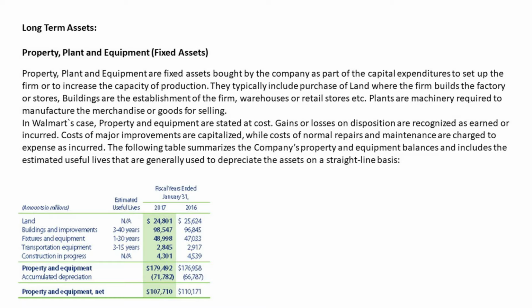In Walmart's case, the property and equipment are stated at cost because they still follow the accounting principles based on GAAP, and the gains or losses on dispositions are recognized as earned or incurred. Now, costs of major improvements are capitalized by Walmart, while costs of normal repairs and small scale improvements in their factories and warehouses are accounted as maintenance expenses as part of the income statement.